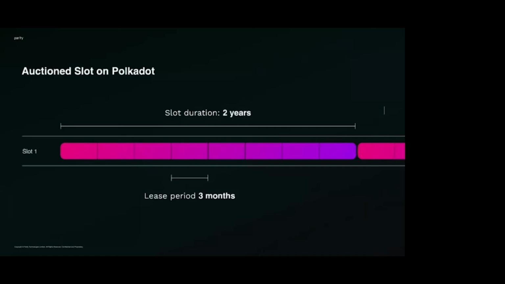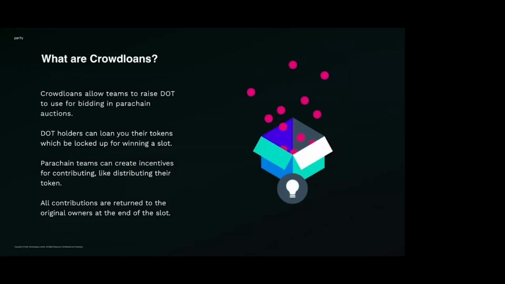So as we just said, on Polkadot, the slot duration is roughly 2 years, and each lease period is roughly 3 months, right? So for each slot on a parachain, this is how it would look. Now, we also went on to define crowd loans, and essentially this is teams that need to raise DOT to use for bidding in the parachain auction, and DOT token holders can loan their tokens to be locked up for winning a slot. Now, when we say locked up, it's really locked up, and you do get your tokens back after the lease expires, which is in 2 years' time. Of course, parachain teams need to create incentives for the token holders, such as distributing their own tokens, or any incentive mechanism that they feel is relevant for their own community of users. And all contributions are, of course, returned to the original owners at the end of the slot.